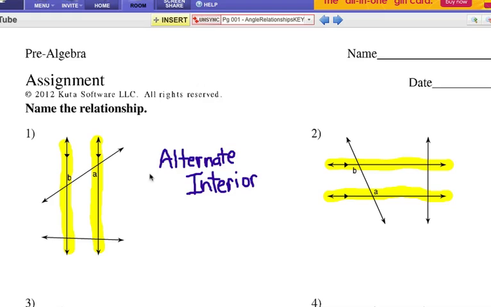Alternate means that they are on either side of the transversal. Both A and B are on different sides of that transversal line. Interior means that they are inside, in between those parallel lines. Alternate interior: the name tells you where it is. The other thing to notice is the shape of angle A and angle B. Those are congruent, the exact same measure. That's the symbol for congruence right there. So those angles measure the same.